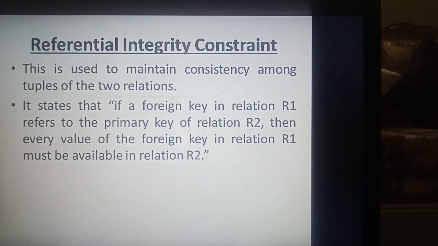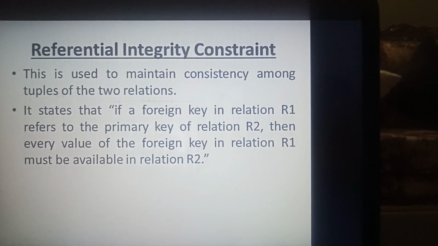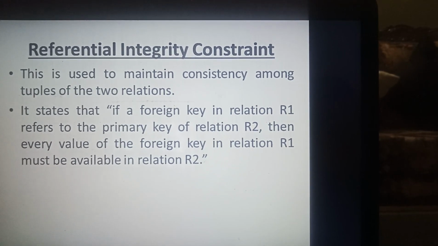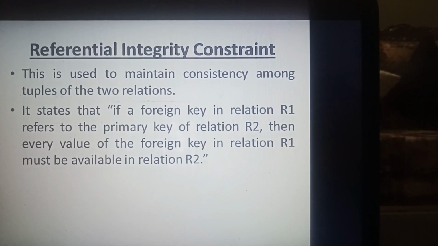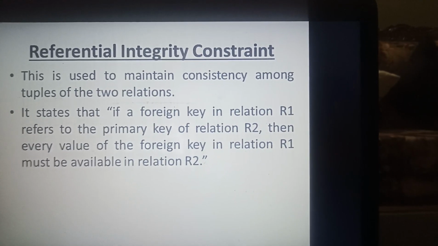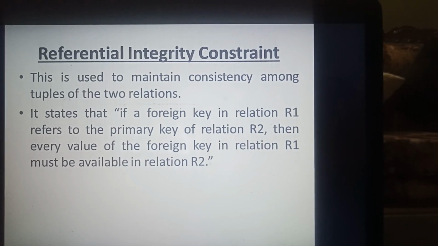Again, I am repeating the definition. If a foreign key in relation R1 refers to the primary key of relation R2, then every value of the foreign key in relation R1 must be available in relation R2. So I hope you have understood the topic.